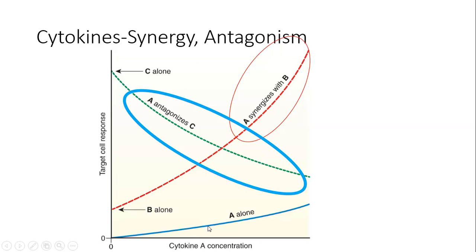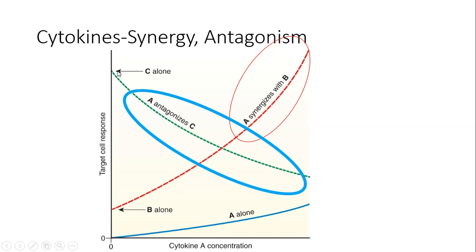But when you start to see that cytokine A is growing in a high enough concentration, it can work in synergy with B, and all of a sudden the action of B and the target cell response starts to be on a very upward trajectory. So A synergizes with B to cause an increased target cell response relative to B. So B is the one that's causing the action, and A alone would be kind of the secondary one.